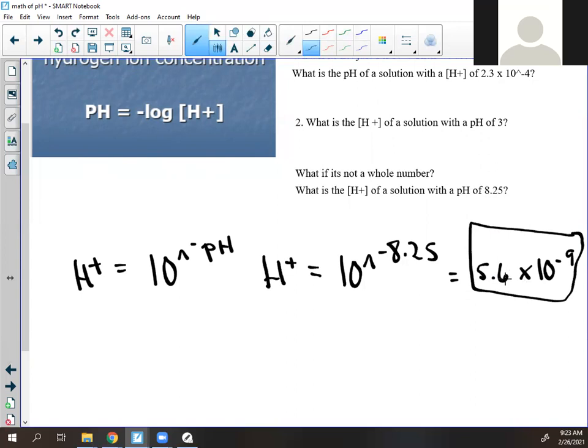This would be the answer. If the pH was 8.25, your concentration would be 5.6 times 10 to the negative 9. I feel like some of you didn't like that. Am I reading your body language the right way? All right, well, let's practice some more. You don't have to do them, but at least watch them.